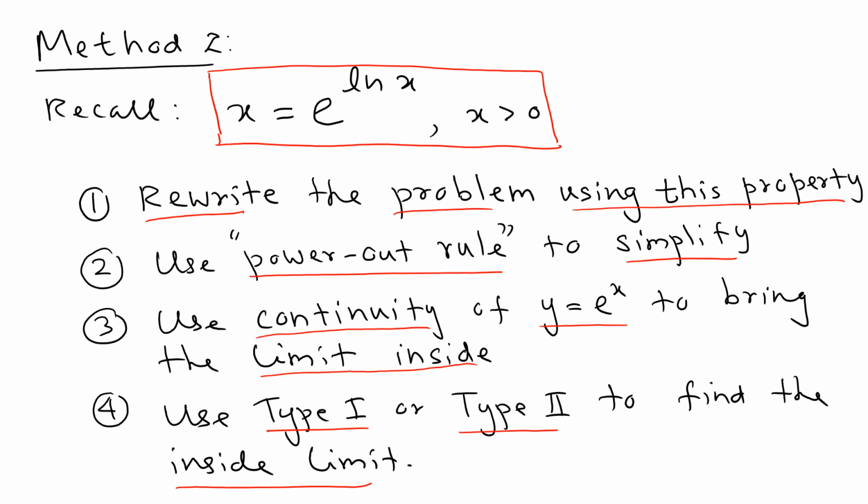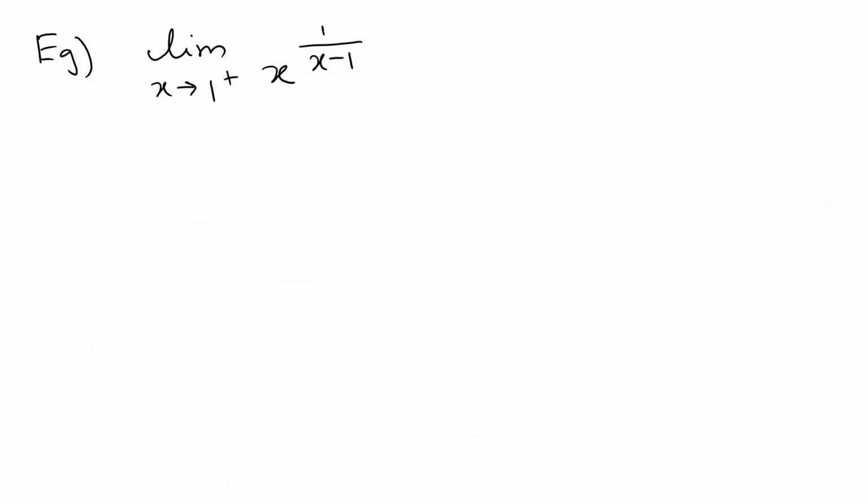So let's look at this method using several problems now. We have the limit as x goes to 1 plus of x to the power 1 over x minus 1. You can see that this is going to be 1 to infinity, because when x goes to 1 plus, x minus 1 goes to 0 plus. It's a small positive number, and 1 over that is infinity. So it's a 1 to infinity problem.